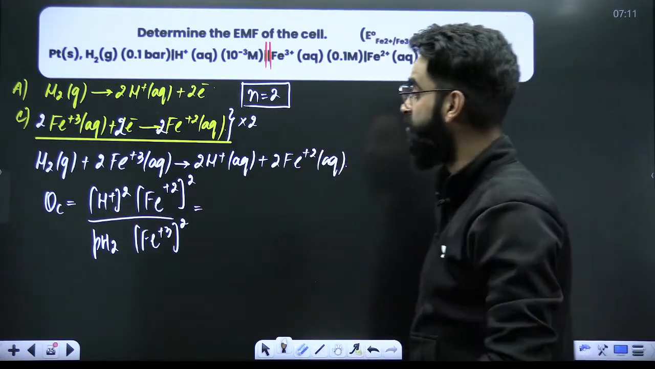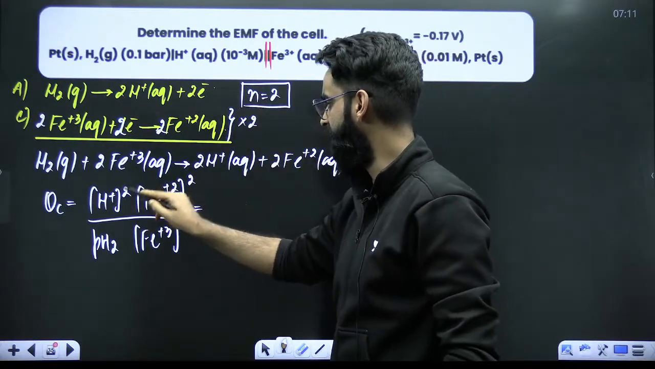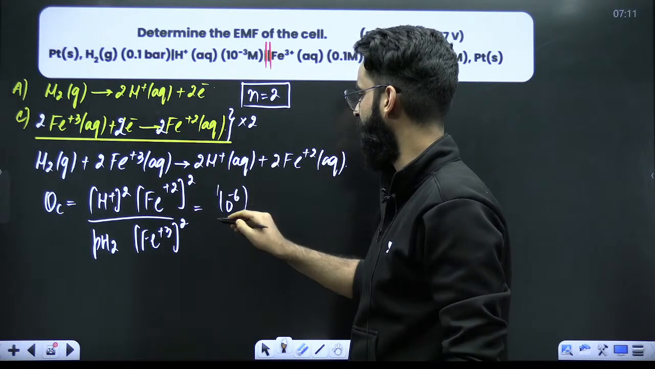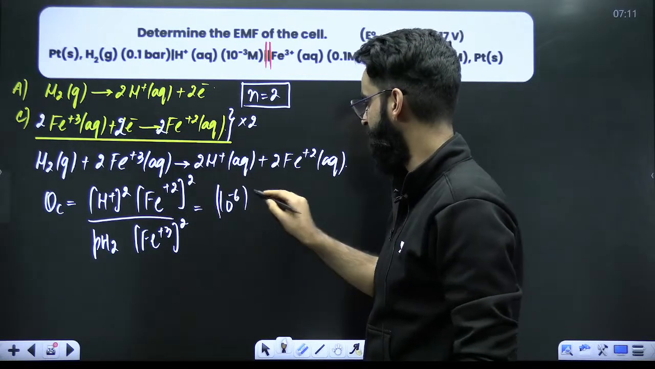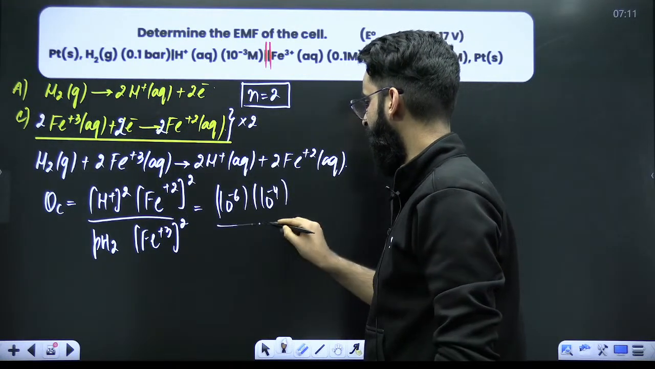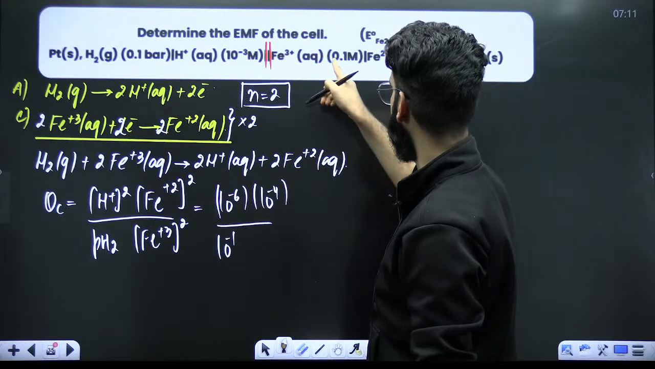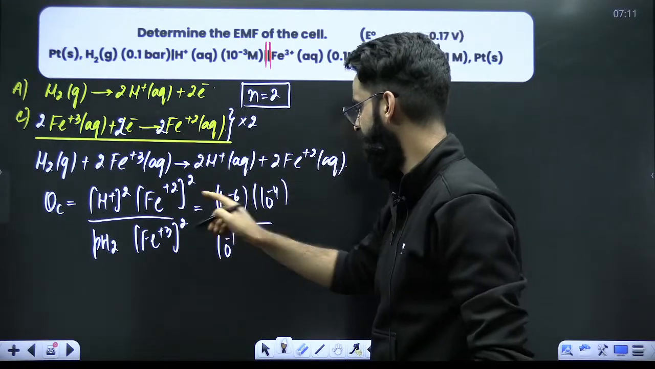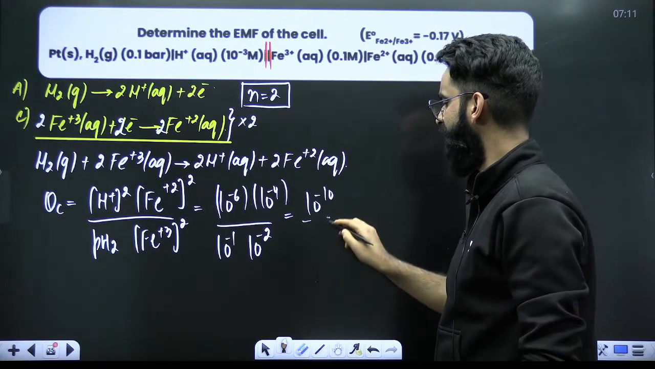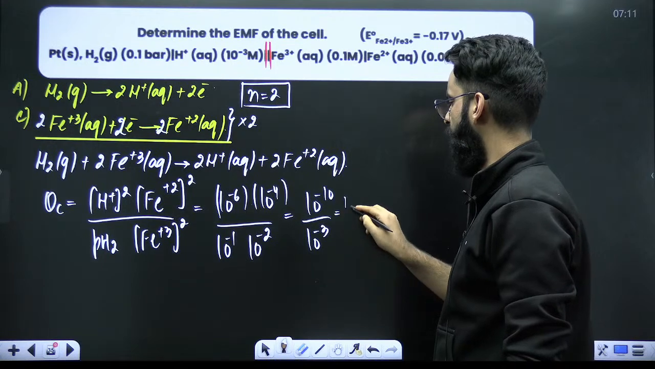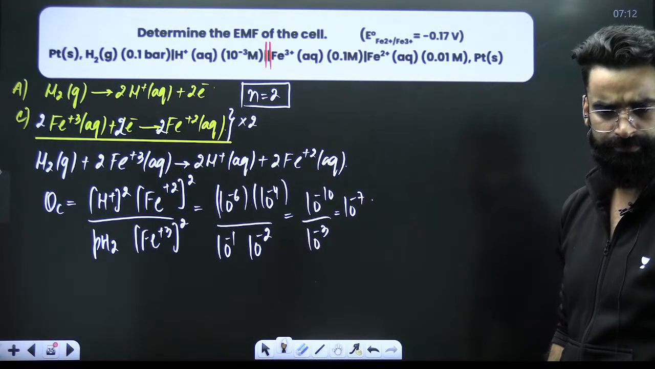Now, concentration of H positive. H positive concentration is how much? 10 raised power minus 3. Raised power 2 comes out to be 10 raised power minus 6. Fe di-positive concentration 0.01, which is 10 raised power minus 2. Raised power 2 comes out to be 10 raised power minus 4, divided by the partial pressure of H2 gas, 10 raised power minus 1. Concentration of Fe tri-positive, 0.1. That means 10 raised power minus 1 raised power 2, that means 10 raised power minus 2. So in the numerator, you have got 10 raised power minus 10. In the denominator, you have got 10 raised power minus 3. So the overall value is 10 raised power minus 7. So this is QC. You have got the QC as well.